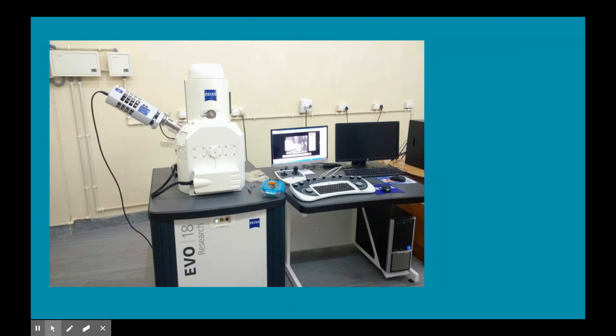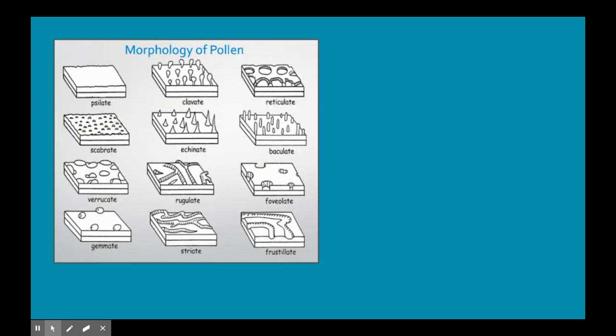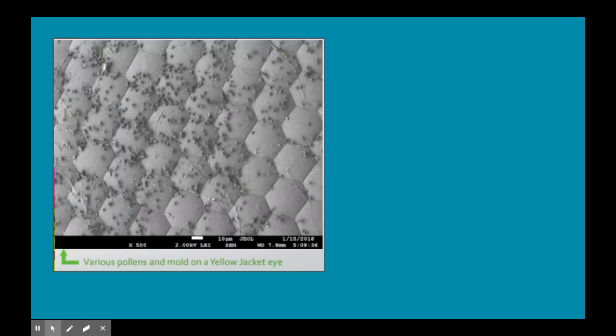Our eyes view things by light. We can't see everything in the same manner that the scanning electron microscope can. So it focuses on the surface of objects, and the images are pretty cool. So we're looking at the morphology or the structure of pollen, and there's a lot of different types. And so here's some of the pictures that you could see with a scanning electron microscope.